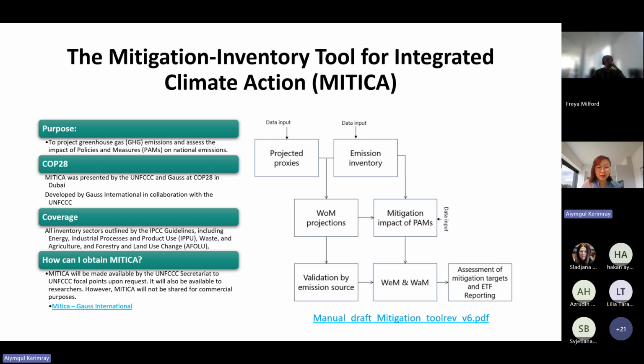In terms of coverage, it covers all IPCC sectors, and it can be obtained by sending a request to the UNFCCC Secretariat by UNFCCC focal points. It can also be available to researchers. However, MITICA will not be shared for commercial purposes. On the website, at the link provided, you can check the email where the request should be sent to obtain this tool.